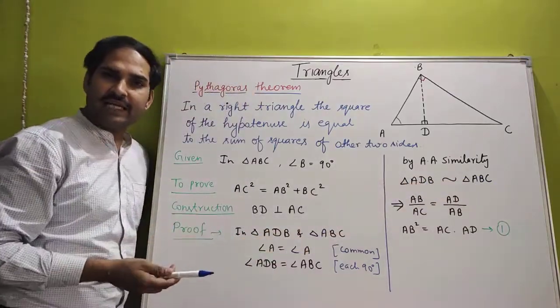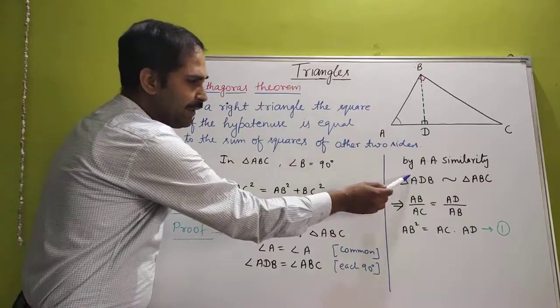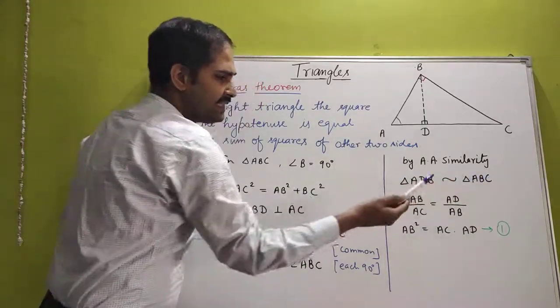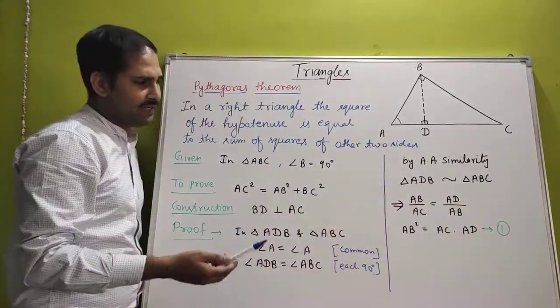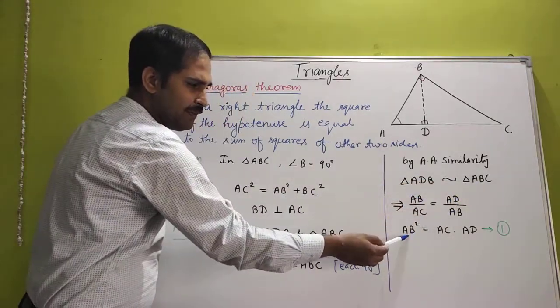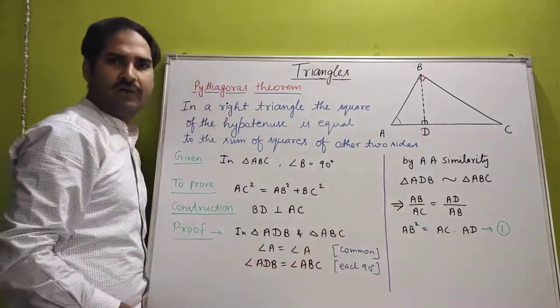Now, as the triangles are similar, their corresponding sides are in proportion. That's why AB by AC is same as AD by AB. Now, after cross multiplication, we will get AB into AB, that is AB square, is equal to AC into AD. This is our equation number 1.